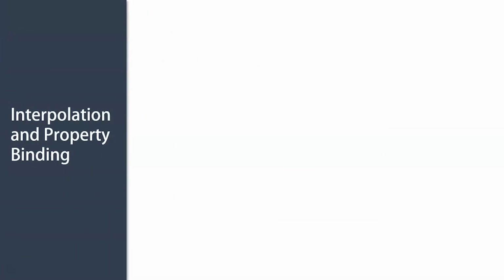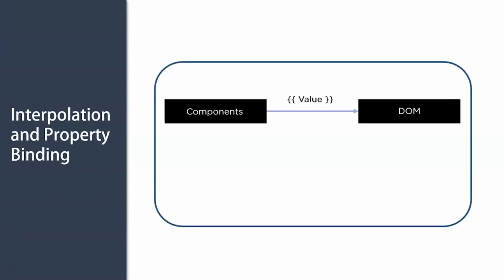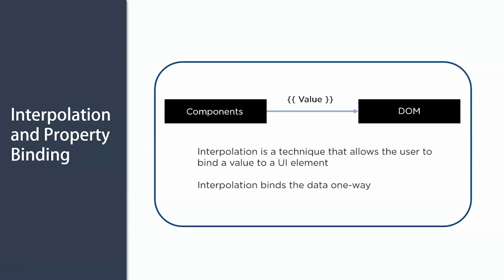So what exactly is interpolation and property data binding? When it comes to interpolation binding, it ensures that the values are reflected from the component to the DOM. In this technique, text representing variables and components are placed between double curly braces in the template. So Angular finds the variable matching the text in the component and replaces the text with the actual value assigned to that particular variable. So this could be numbers, strings, etc. To understand this better, let's look at a simple demo.